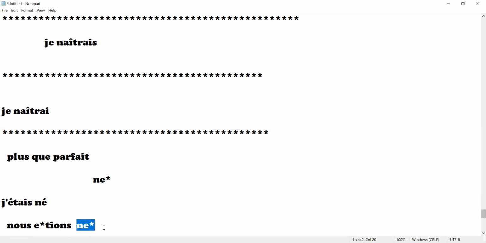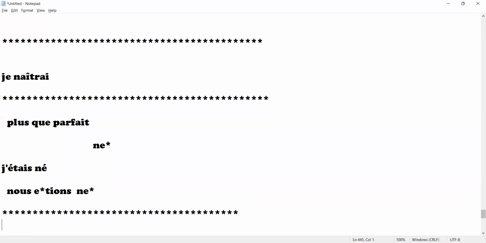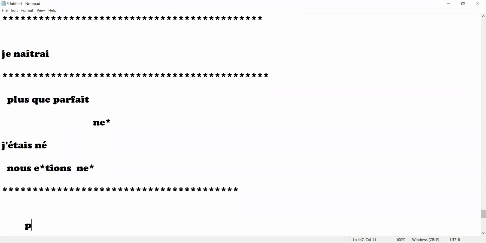Okay, now for example, very simple. Now you will make your own way. We have to work on it. I'm giving you a task now: penser, to think. So this is my er-ending verb. So what would be the formula of the present tense? Tell me.